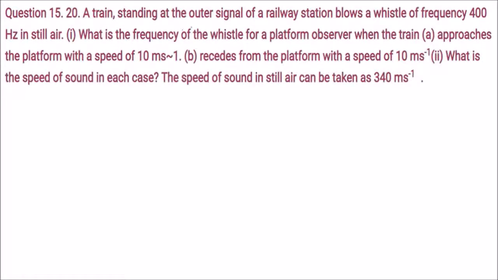A train standing at the outer signal of a railway station blows a whistle of frequency 400 Hz in still air. What is the frequency of the whistle for a platform observer when the train first approaches the platform with a speed, then recedes from the platform with the speed? And what is the speed of sound in each case? The speed of sound in still air has to be taken as 340 meter per second.